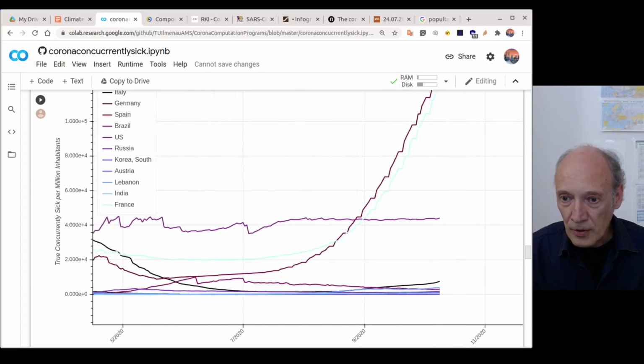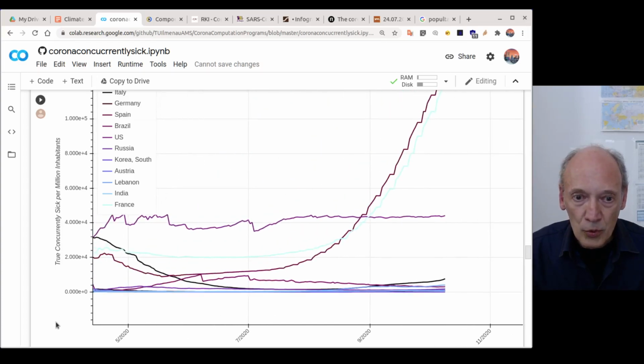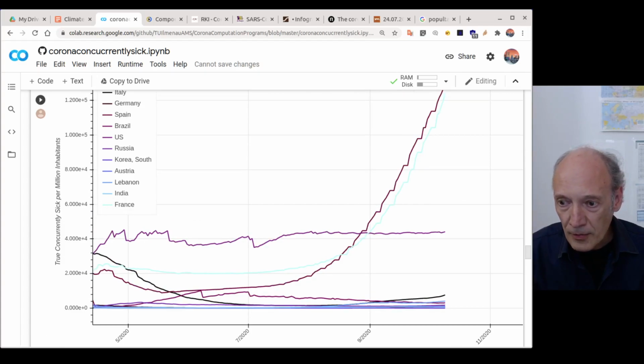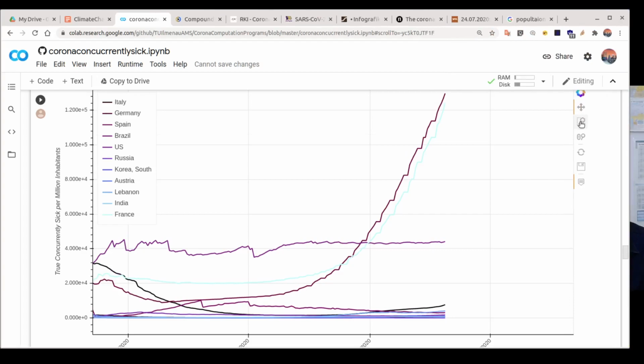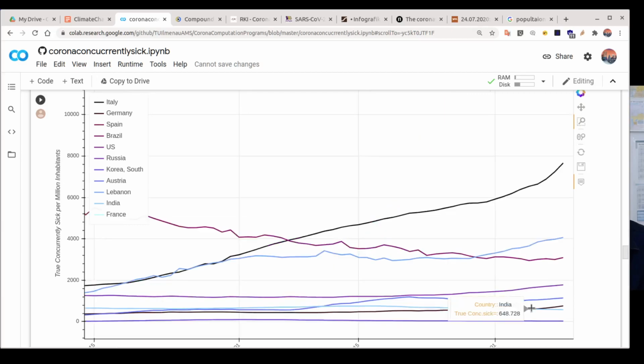So there should be a zoom tool, which I cannot really see here. Where's my zoom tool? Yeah, so here I have my zoom tool, the zoom box. When I click on it, I can mark an area and enlarge it. And here you can see Germany is about 700 true concurrently sick per million inhabitants.